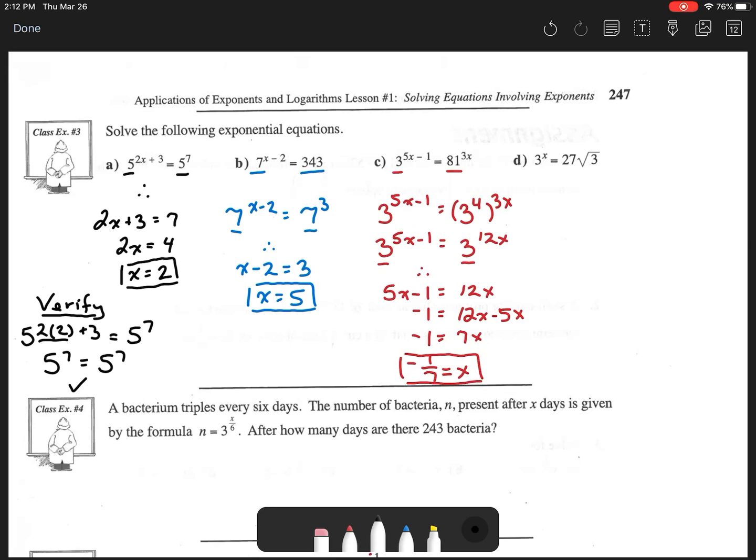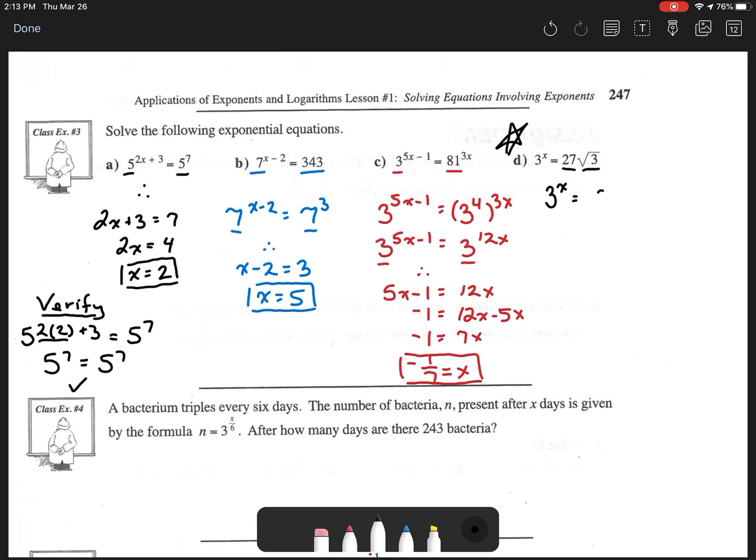All right. Now in D, okay, a little bit more work in D. This is a very typical type of question that you would see probably in a written portion of a test or a quiz. Okay, just a little more difficult on the right-hand side. So the left side is 3 to the exponent of x. Okay, no problem there. Now this is 27 times the square root of 3.